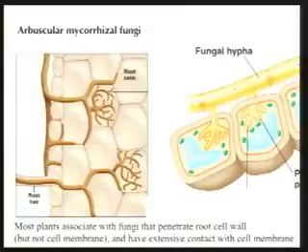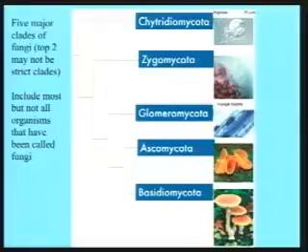All right, so now we're going to get to some of the diversity of the fungi. And as I mentioned, there are about 100,000 described species of fungi. And we know that there are 5 major clades, monophyletic groups of fungi, that break out into these 5 divisions or phyla, shown on the right here, with some examples.